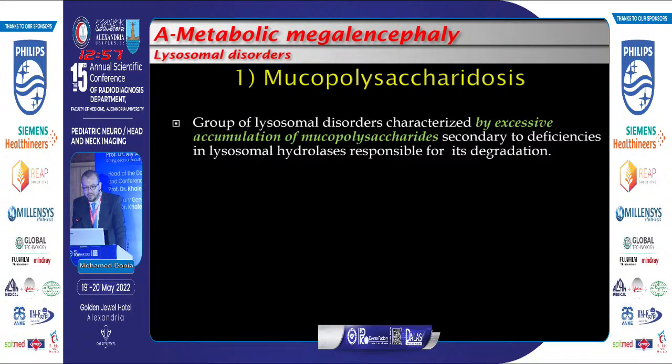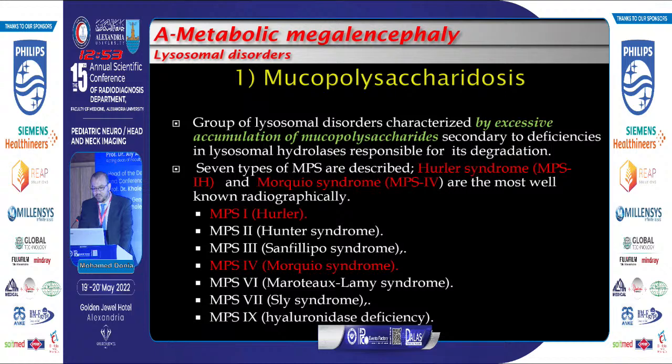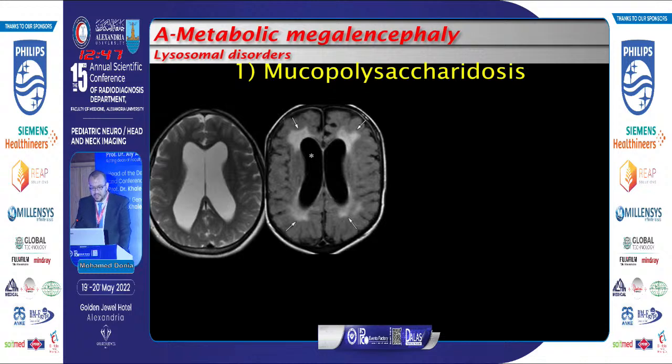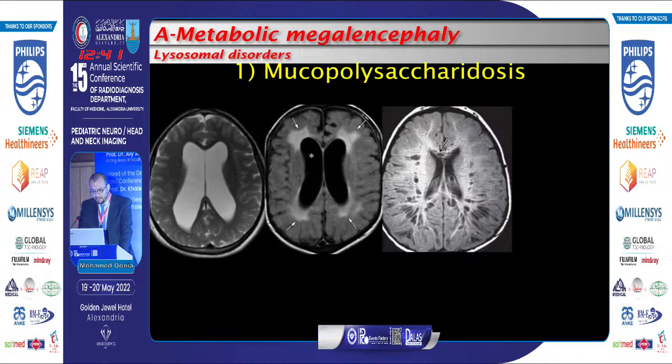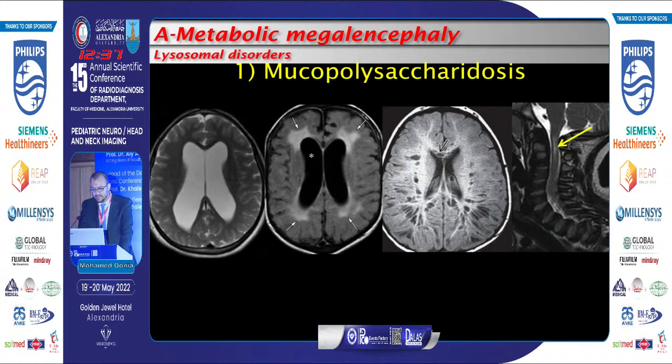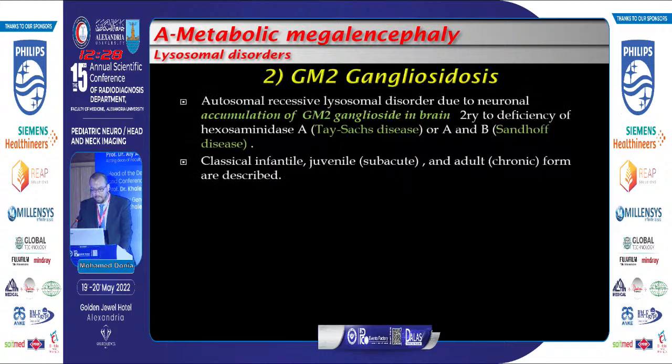Shifting to lysosomal disorders or mucopolysaccharidosis. 7 types of mucopolysaccharidosis are described. Hurler and Morquio syndromes are the most well-known. There is diffuse ventriculomegaly with non-specific white matter periventricular hyperintensities and characteristic dilatation of the perivascular spaces, while the spine shows spinal canal stenosis and spinal cord compression with myelopathy.